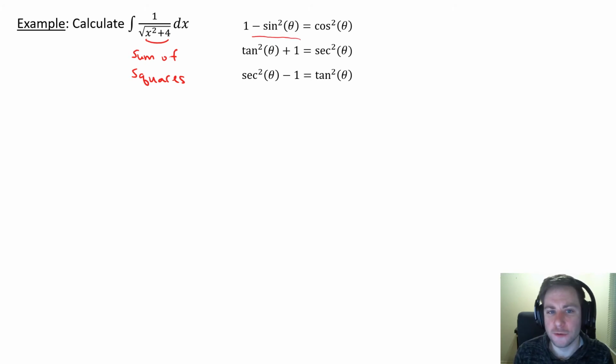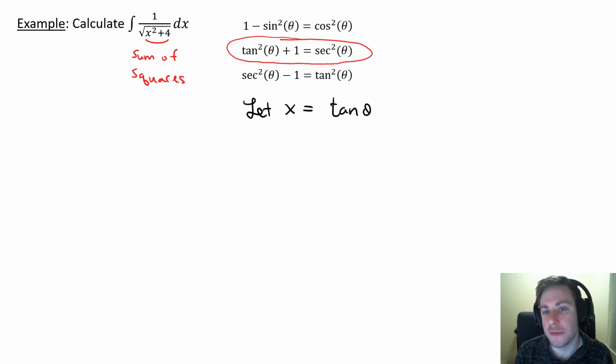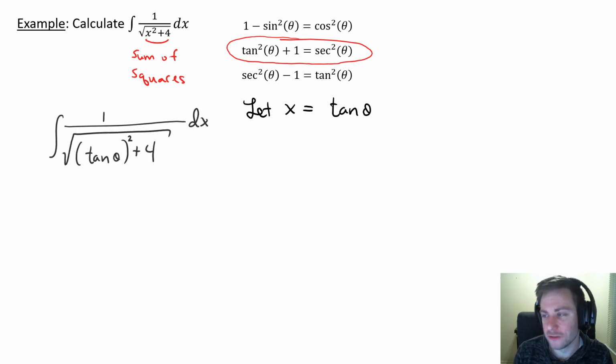I hope you correctly noticed this second identity is the one we need, since it's the only one that resembles a sum of squares. To use this identity, we're going to try making x squared plus 4 look like tan squared plus 1. Letting x become tan theta would be the first step in making that happen, because after all, if x were tan theta, then our integral would look as you see now. And that's a pretty good start, because we now have tan squared plus 4. But we want this to be tan squared plus 1, not plus 4. So how can we fix that problem?